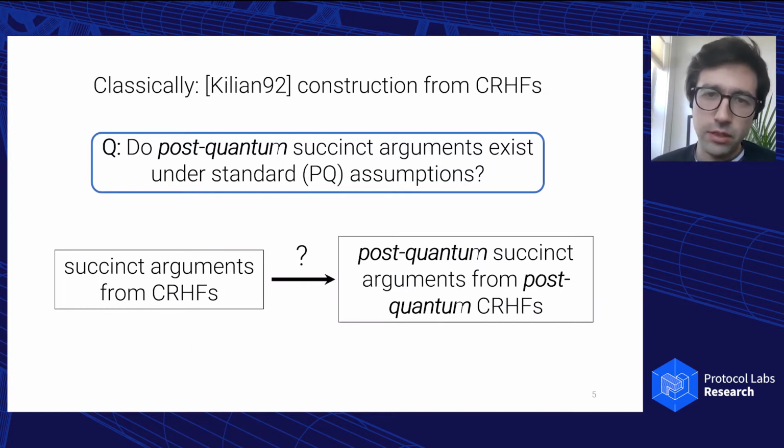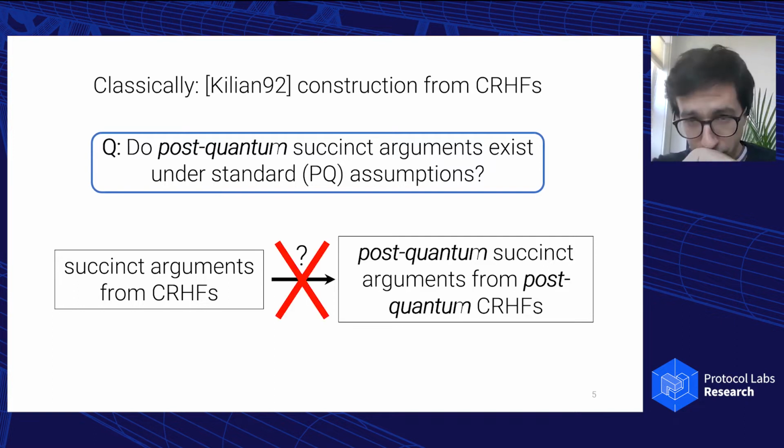Okay, so a natural question, which relates to what we were chatting about at the beginning of this talk, is: we have collision-resistant hash functions that we believe are post-quantum, like those built from lattices, and classically we can build succinct arguments from collision-resistant hash functions. So why not just swap them out, take the existing construction, put in a post-quantum CRHF, and hopefully things will work out? Unfortunately, this is just not true.